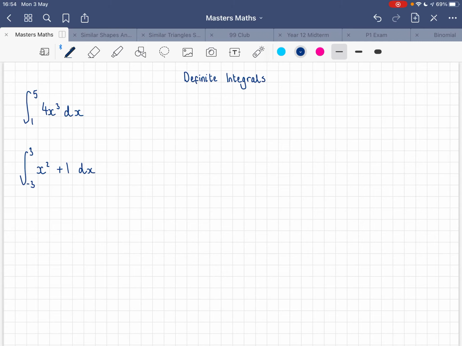We do that by putting limits onto the integrals, which is what these little numbers are on the integral sign. So we are going to integrate 4x cubed between the limits 5 and 1, and it will give us a number as an answer rather than an expression. It also means that we don't need to worry about the constant c at the end. I'll talk a little bit about that as we go through the question.